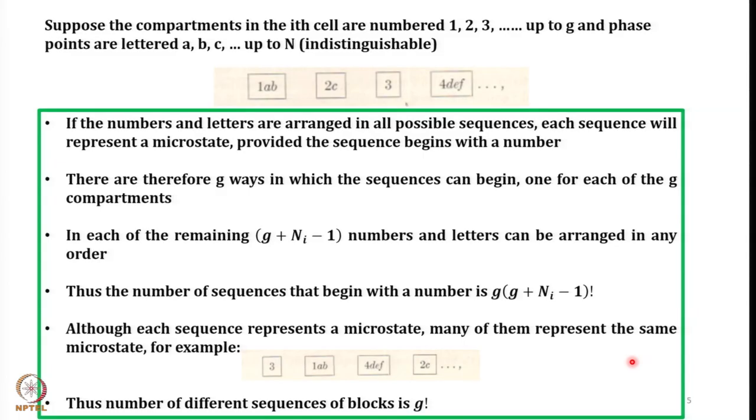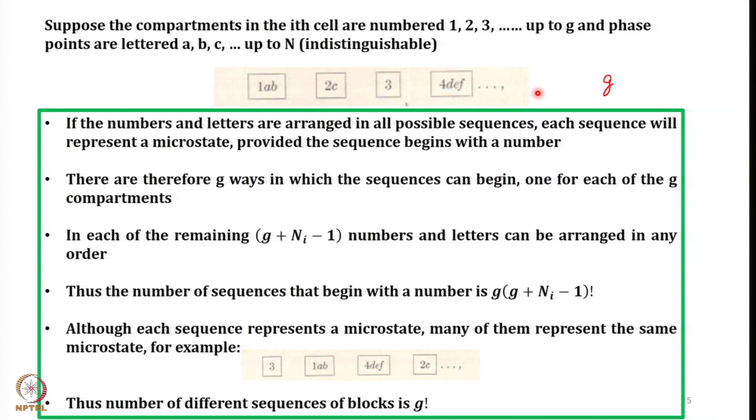Let us get into a little more detail. Suppose we label the compartments now. We label these compartments as 1, 2, 3, 4, and we can go up to g. And the phase points are represented by A, B, C, D, E, F. According to this compartmentalization, in which the compartments in the ith cell are numbered 1, 2, 3, 4, etc. up to g, let us say the first compartment has AB molecules, second has one molecule, third is empty, fourth has three molecules or three phase points, etc.